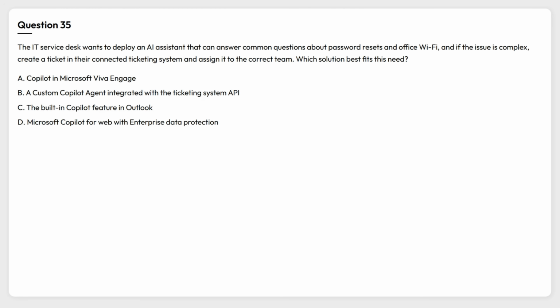Option A, Copilot in Microsoft Viva Engage. Option B, a custom Copilot agent integrated with the ticketing system API. Option C, the built-in Copilot feature in Outlook. Option D, Microsoft Copilot for Web with enterprise data protection. The correct answer is option B, a custom Copilot agent integrated with the ticketing system API.